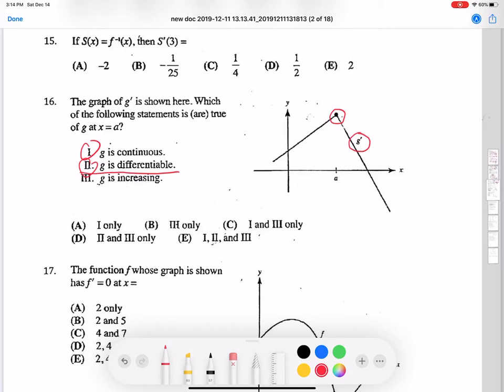g(x) at x equals a, g prime of a is a positive y value, right? So g prime of a is positive. If the derivative function is positive, the original function is increasing. That's why g is what? Increasing. 1, 2, and 3, all true. So E is the answer.